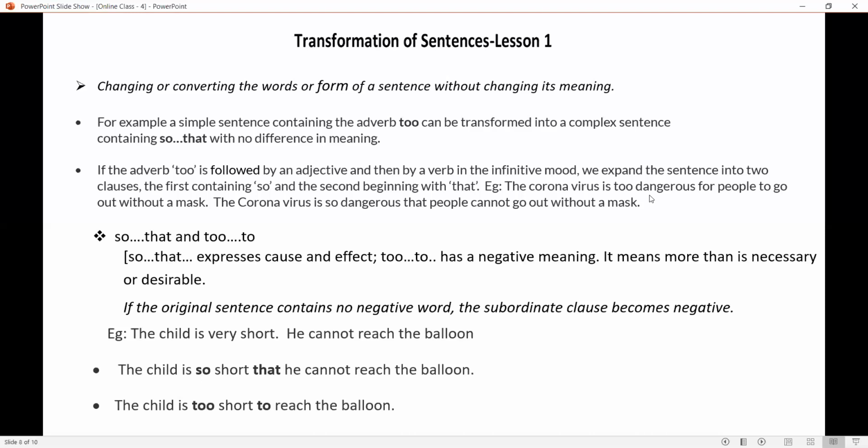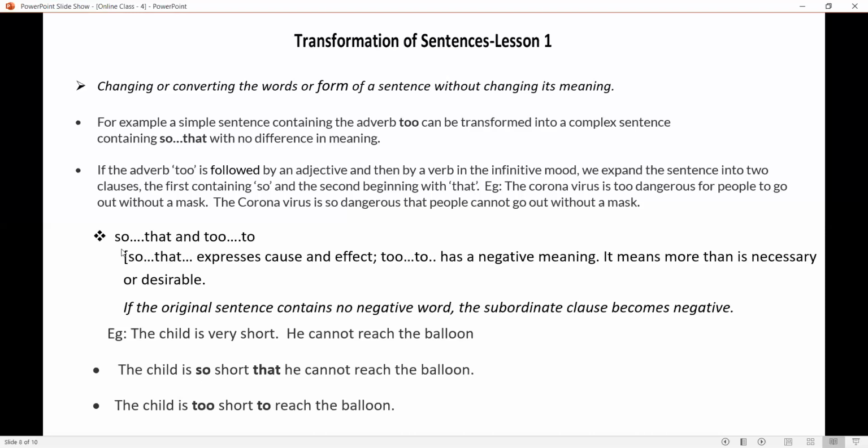Here, the adverb too is followed by the adjective dangerous. And which is the verb here? Go is the verb. It is in infinitive mode, to infinitive, to go. Now, how to transform this using so that: the coronavirus is so dangerous that people cannot go out without a mask. Now remember, the sentence is in present tense.